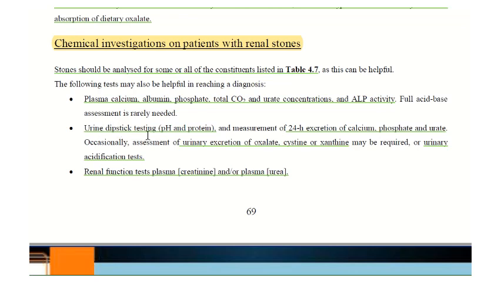Urine dipstick testing, pH، البروتين، وأيضا measurement of 24-hour excretion of calcium, phosphate and urate. Occasionally, assessment of urinary excretion of oxalate, cysteine or xanthine may be required, or urinary acidification tests. A renal function test, plasma creatinine concentration and or plasma urea concentration.